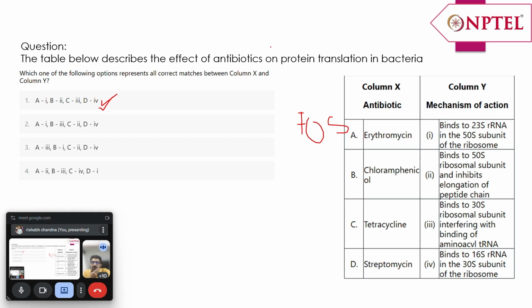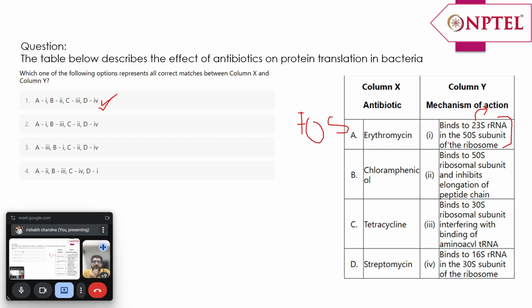Okay, so for example, erythromycin is an antibiotic that basically affects the 23S rRNA of the 50S subunit of the ribosome. Okay, so 23S rRNA is the peptidyl transferase enzyme that helps in formation of the peptide bond.